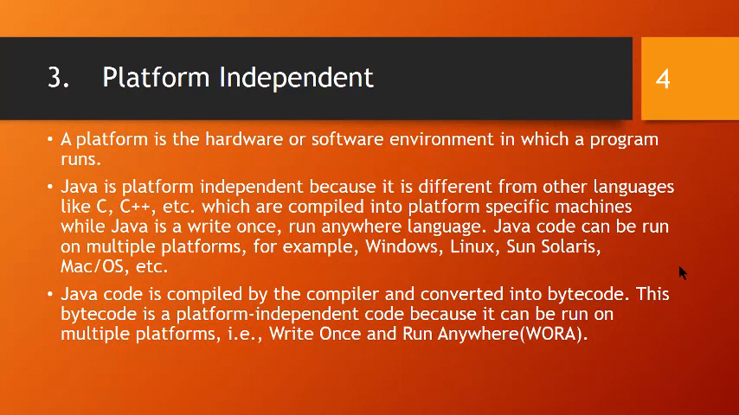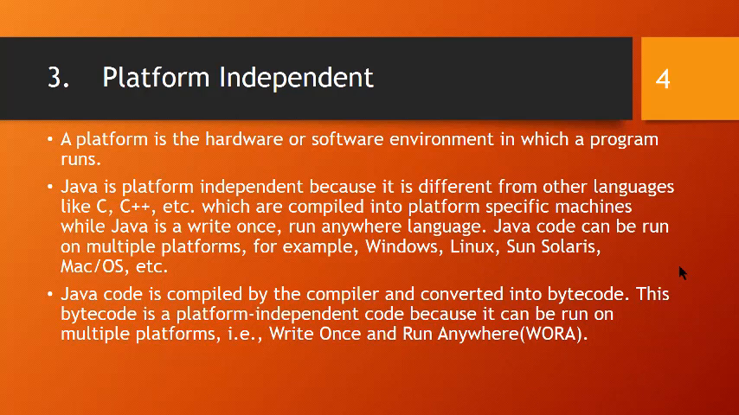Java code is compiled by the compiler and converted into bytecode. This bytecode is platform-independent code because it can be run on multiple platforms. In C and C++, if you compile a program for the Windows operating system, you cannot run that code on another platform like Linux or Mac operating system. And for the Linux or Mac operating system, you have to write that code once again, which is a very big headache.